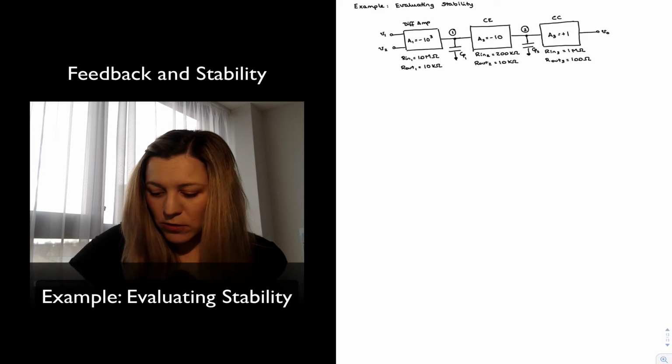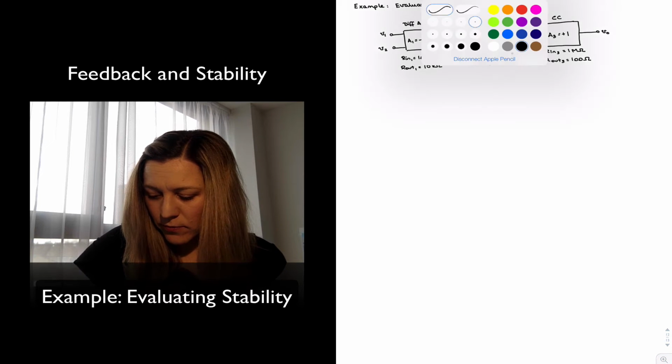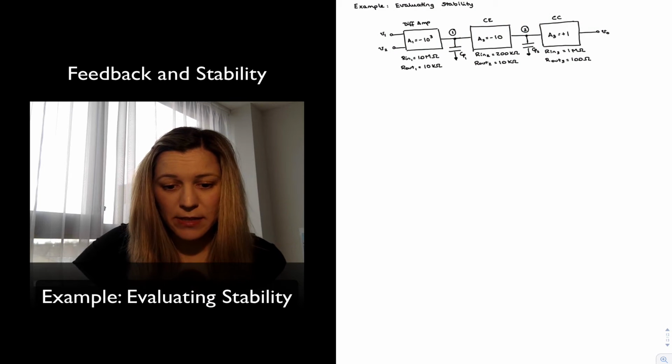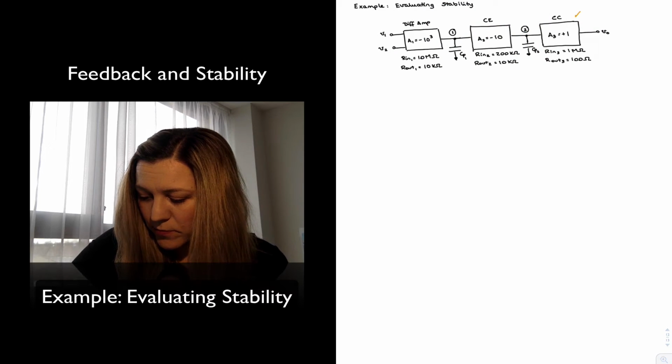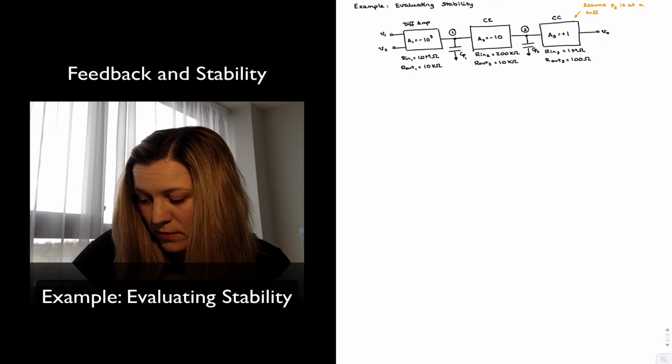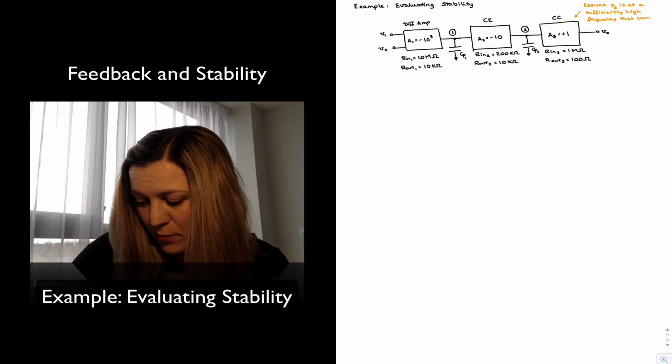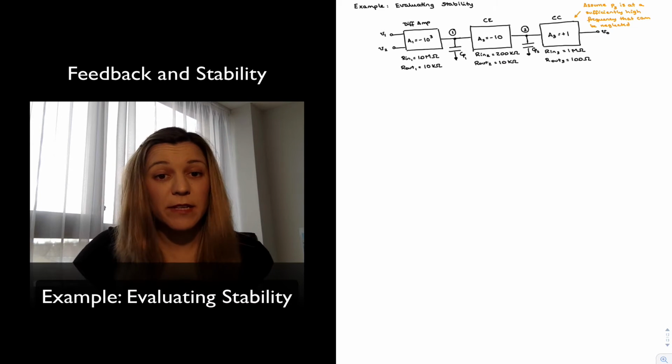And so I'm going to make a little note here stating basically that. So assume third pole P3 is at a sufficiently high frequency that it can be neglected for stability calculations.